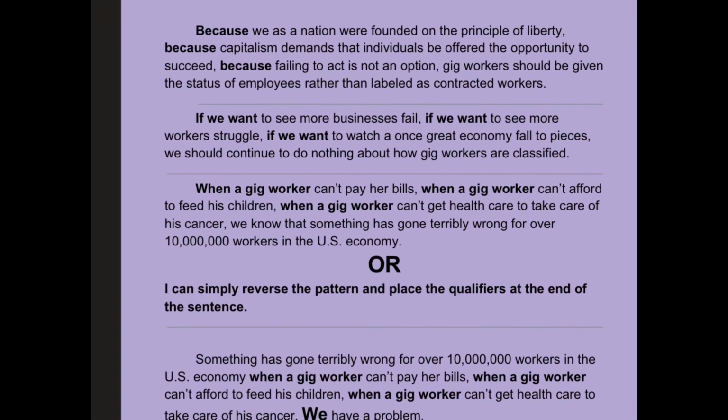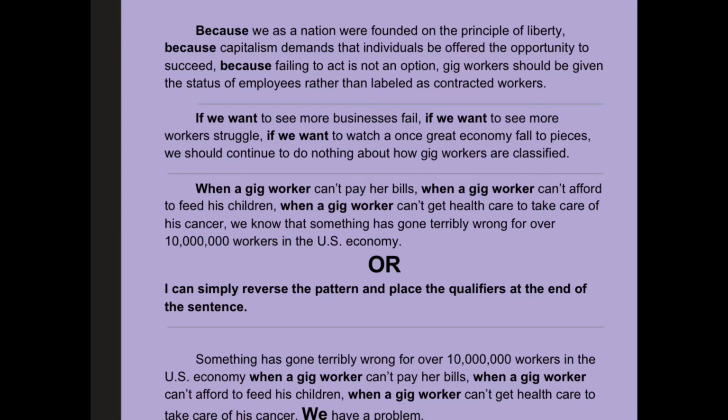Right? And then I can also use another of these adverbial introductory phrases with the word when. So because, if, when make great ways of doing this. When a gig worker can't pay her bills, when a gig worker can't afford to feed his children, when a gig worker can't get health care to take care of his cancer, we know that something has gone terribly wrong for over 10 million workers in the U.S. economy. So here I've used a statistic as well. I've used this to introduce it, and then I've gotten a big POW statement here at the end.